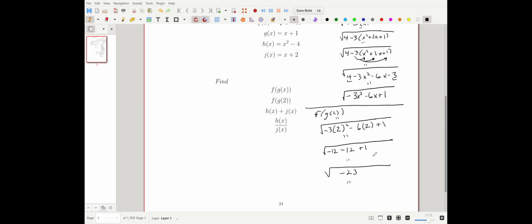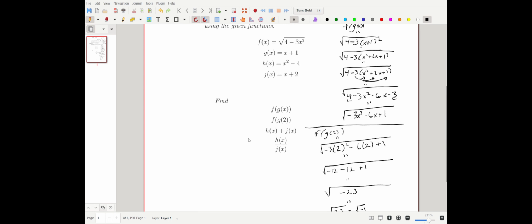And we know that this is the same as positive 23 times the square root of negative 1. And we know that we have another way of writing the square root of negative 1, which is just i. So it's going to be the square root of 23 times i. And I'll make that a little clearer because that's not the prettiest i. And so that is the value of f of g of 2.